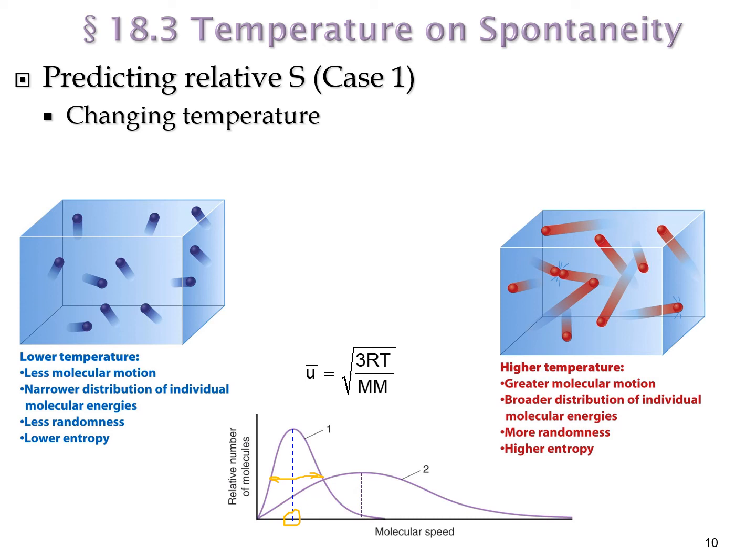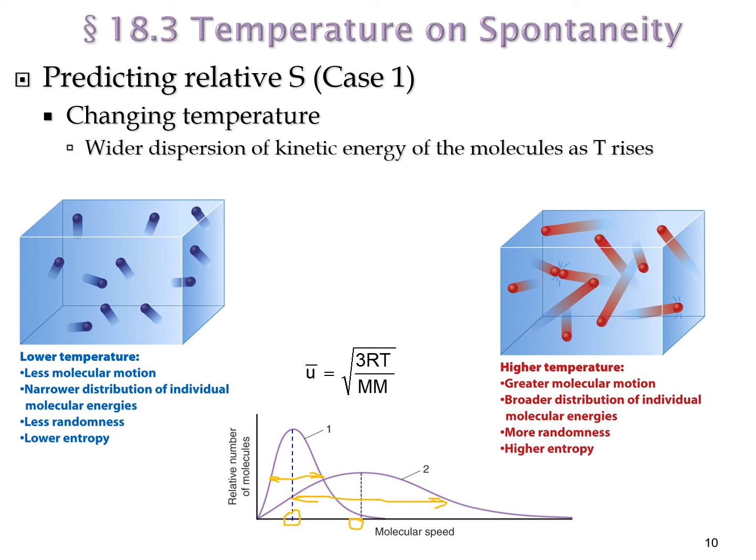Of course, at a high temperature, particles move faster. If a particle moves faster, as you can see, not only do we see the greater speed, we also see a much wider energy distribution. In other words, we start to see a much wider dispersion of energy of the molecules. Remember, dispersion or disperse is a key word for entropy.